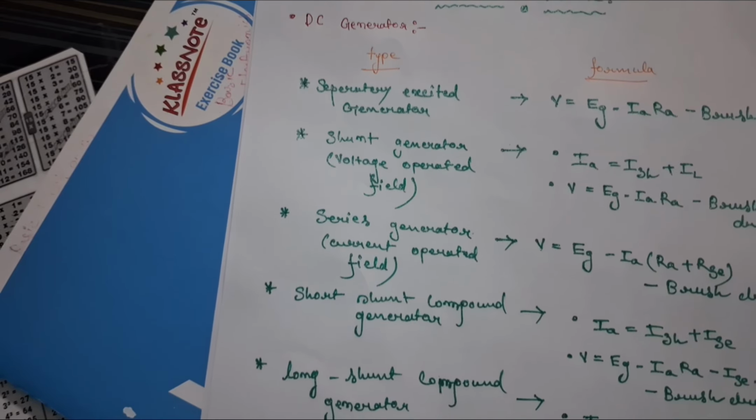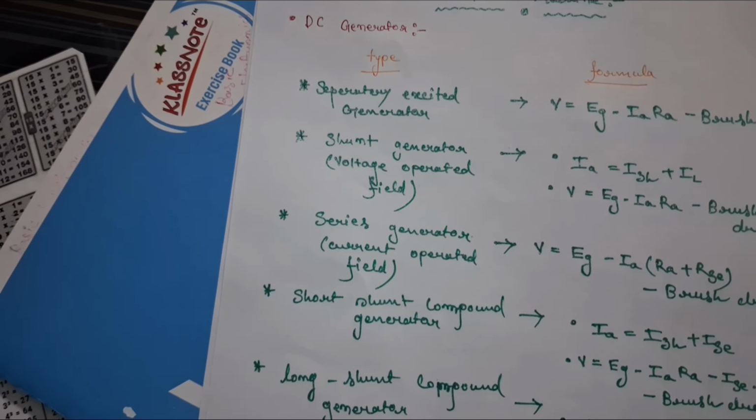Next, series generator. Series generator is also called current operated field generator. In series generator, V is equal to Eg minus Ia into (Ra plus Rac) minus brush drop. Here Rac is series field resistance.